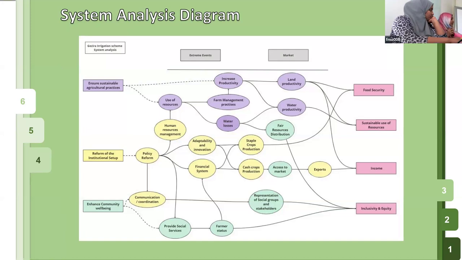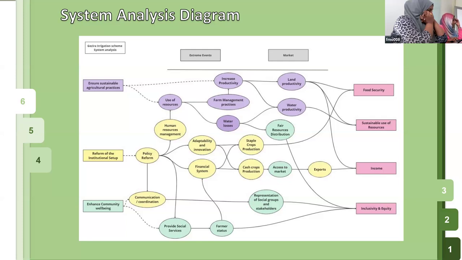So we set four objectives. First, to reach food security. Secondly, ensure sustainable use of resources. Thirdly, increase income, considering national income and farmers' income. And finally, improve inclusivity and equity between the scheme participants.